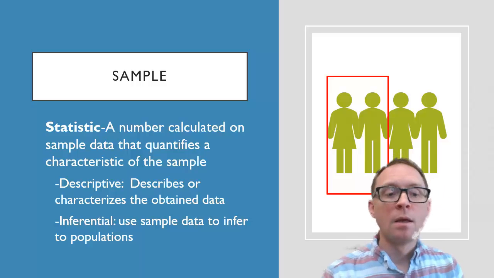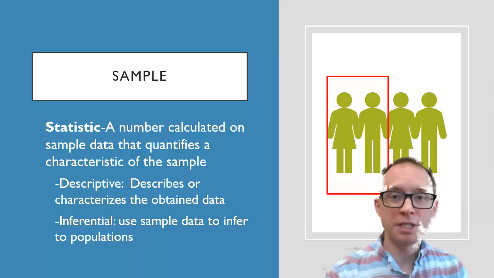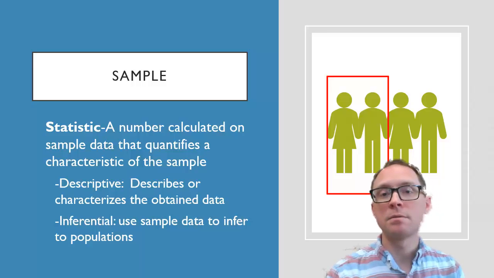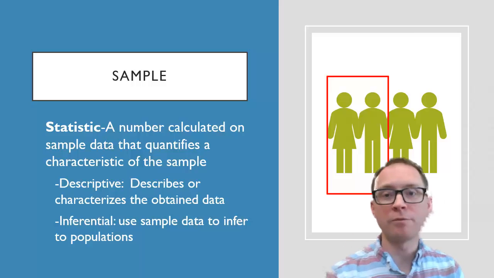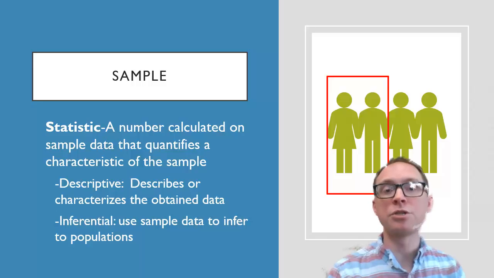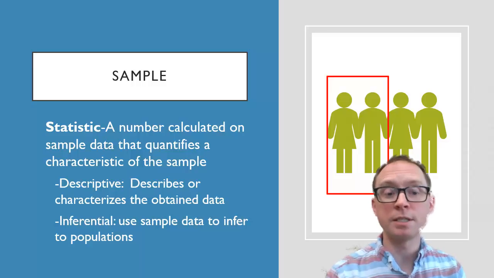There are different kinds of statistics: descriptive statistics and inferential statistics. A descriptive statistic describes the data from the sample. So for example, 50% voted for Barack Obama. That would be a descriptive statistic.